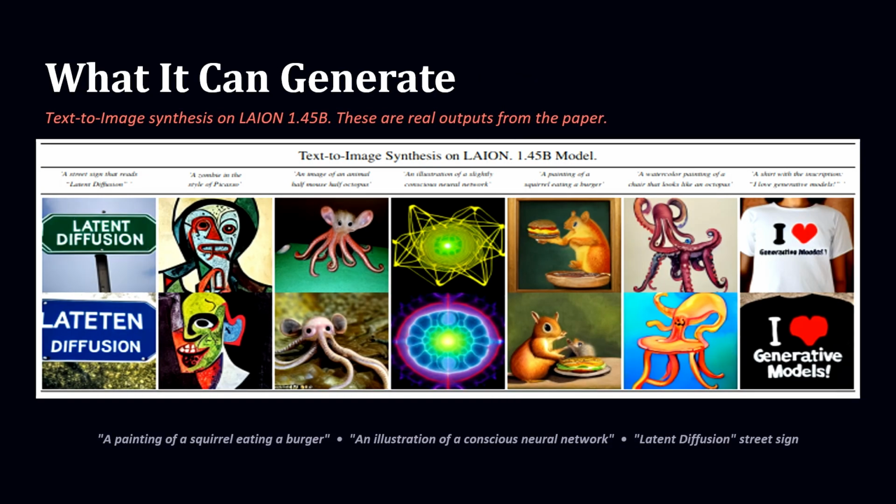These are real outputs from the paper. Text to image, trained on 1.45 billion images. Look at this, a zombie in the style of Picasso. A continuous neural network. This is what the model produces.